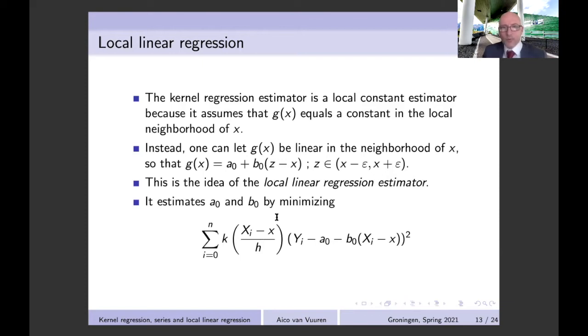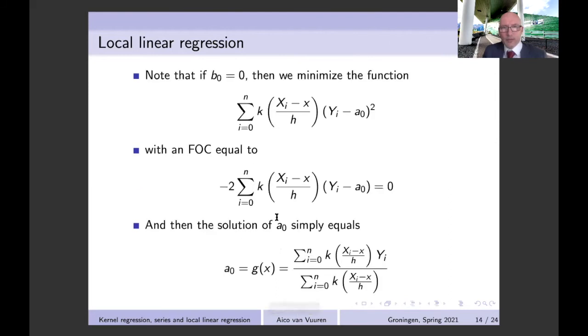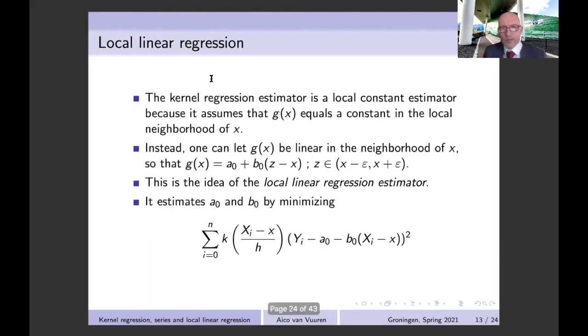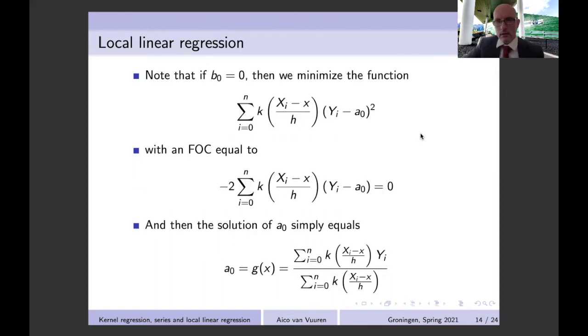To give you a little more of an idea what local linear regression does, for the moment we can assume that b0 is equal to 0. Of course, that's not what we do in local linear regression in general. We are going to estimate both a0 and b0 to get this g(x). But for the moment, assume that b0 is equal to 0. Then the only thing we need to do is minimize this function. That's not that difficult, because it is immediately seen that this is going to be our first order condition in that particular case.